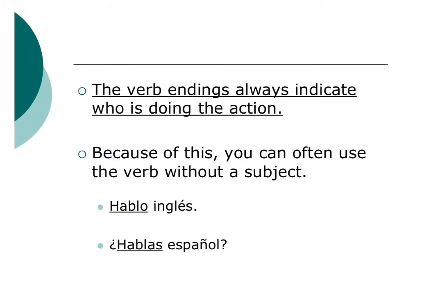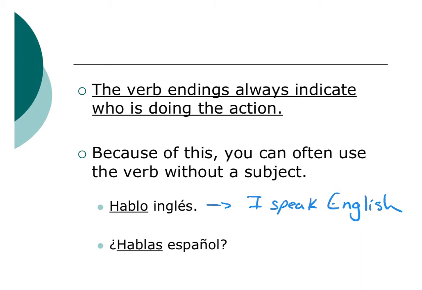All right, this is one of my favorite parts about learning how to conjugate verbs in Spanish. Because the endings always indicate who's doing the action, you sometimes don't need a pronoun to talk about someone or something, right? So take a look at the first example sentence here. I've got hablo inglés. That means I speak English. Oops, I'm going to capitalize the E because that's how we do things here. All right, I speak English.